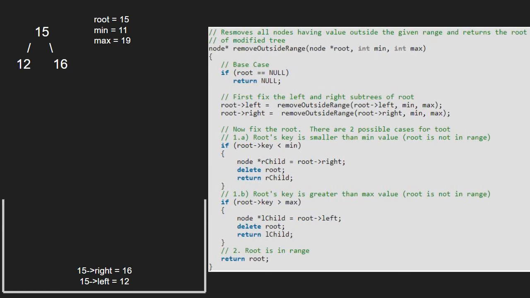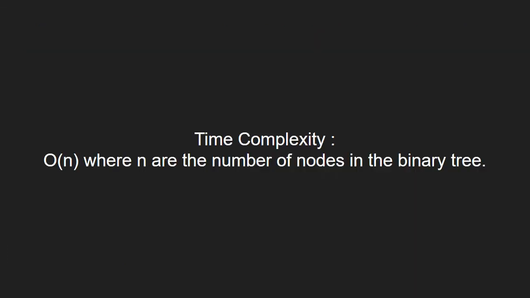We have the final output. Now let us have a look at the time complexity of the program. This code will run in big O of n complexity. Here n is the number of nodes in the binary tree.